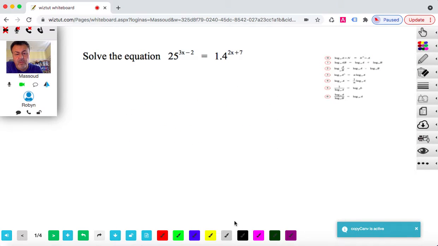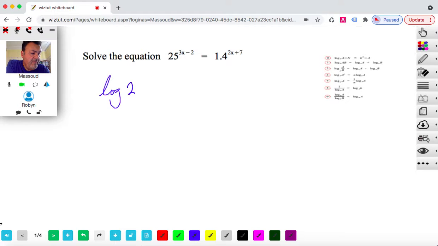Thankfully, the equation that we are solving has got one unit on one side and one whole thing, which is the exponential, on the right-hand side. So I am going to just apply a single log to each side. That will give me log of 25 to the power of 3x minus 2 is equal to log of 1.4 to the power of 2x plus 7.